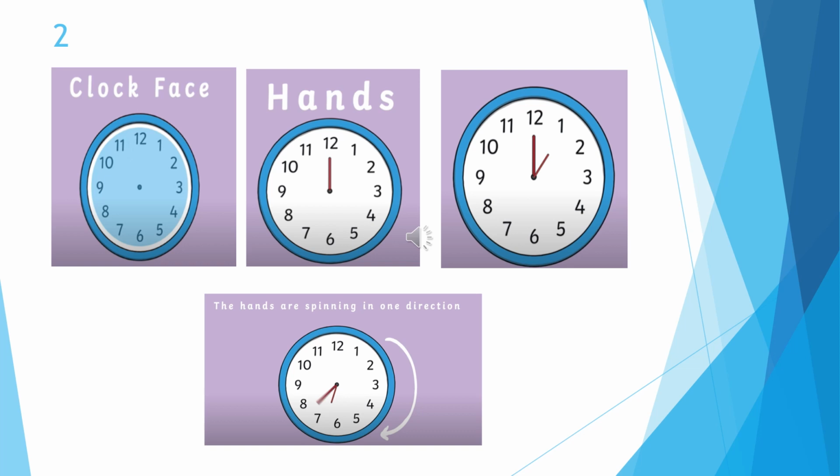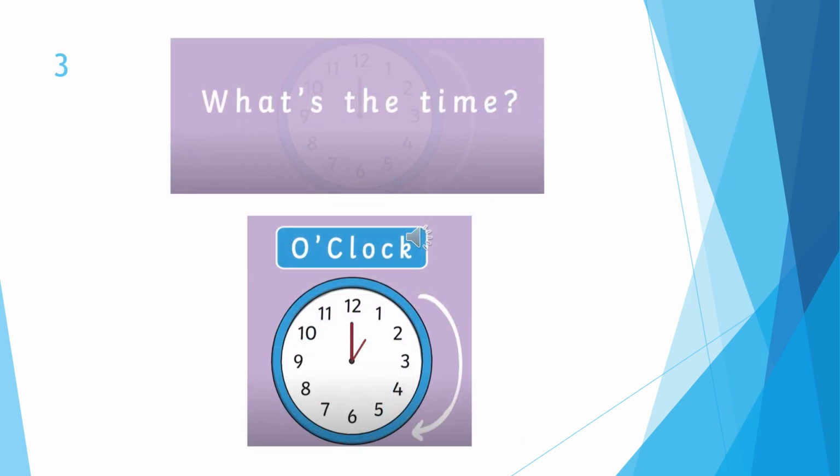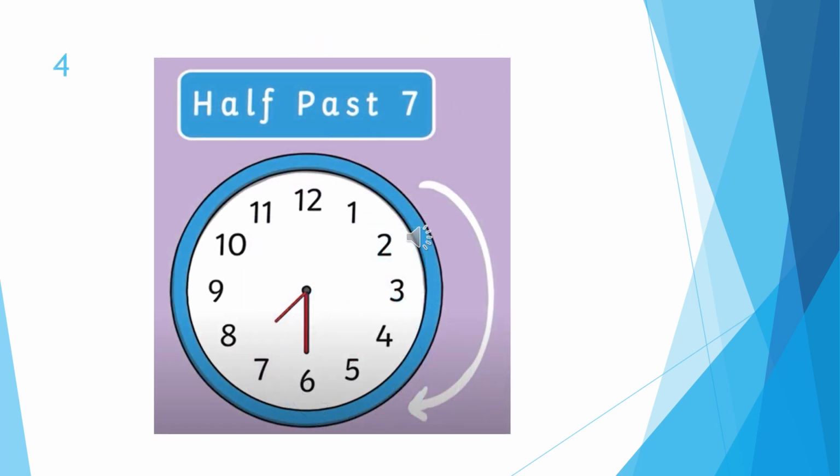Before we go on, let's remember the hour hand, the shorter hand, tells us which hour it is, and the minute hand, the longer hand, tells us the minute. When the minute hand is on the 12, we say o'clock. This clock shows 1 o'clock. When the minute hand is on the 6, it has travelled halfway around the clock. We say half past. This clock shows 7:30.